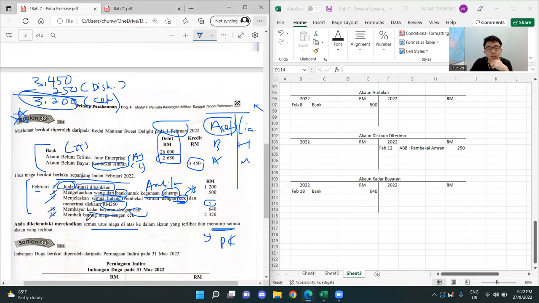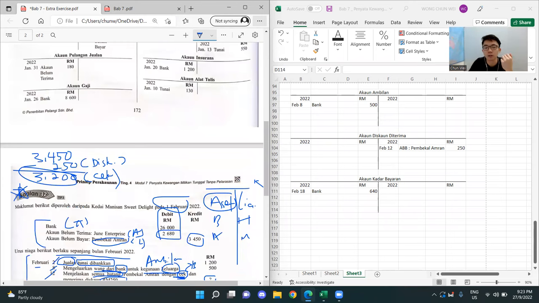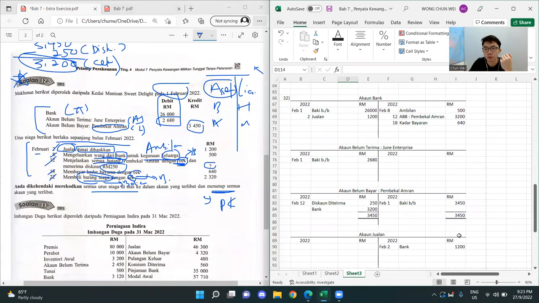Membeli barang niaga dengan cek. Beli barang niaga. Barang niaga ialah belian. Okay? Dengan cek means bank. So when you beli barang, when you buy things, you go to shopping mall, you go to 7-Eleven, apabila kamu beli, wang itu keluar. Wang keluar means credit. You have to credit your bank lagi. So now you credit your bank first.